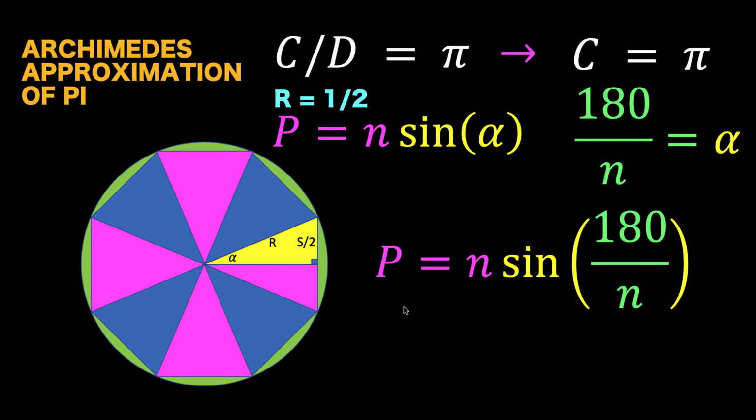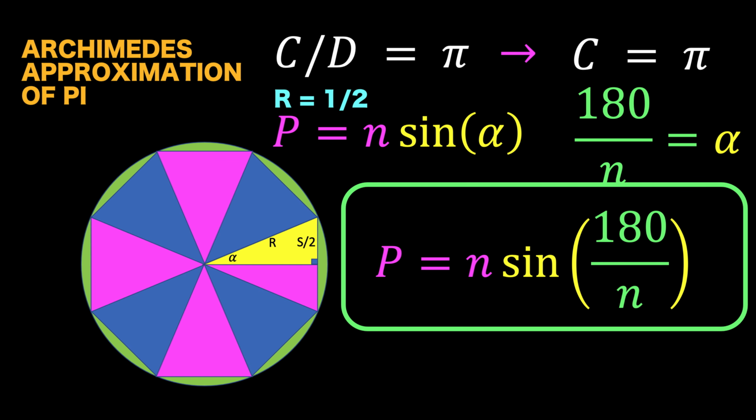The perimeter of the regular polygon inscribed in a circle of radius 1/2 is equal to the number of sides times sine of 180 over the number of sides. This is now the formula that we are going to use in order to compute the lower limit of the approximate value of pi. So let's take some values. Let's say our polygon is an octagon. That means n is 8.